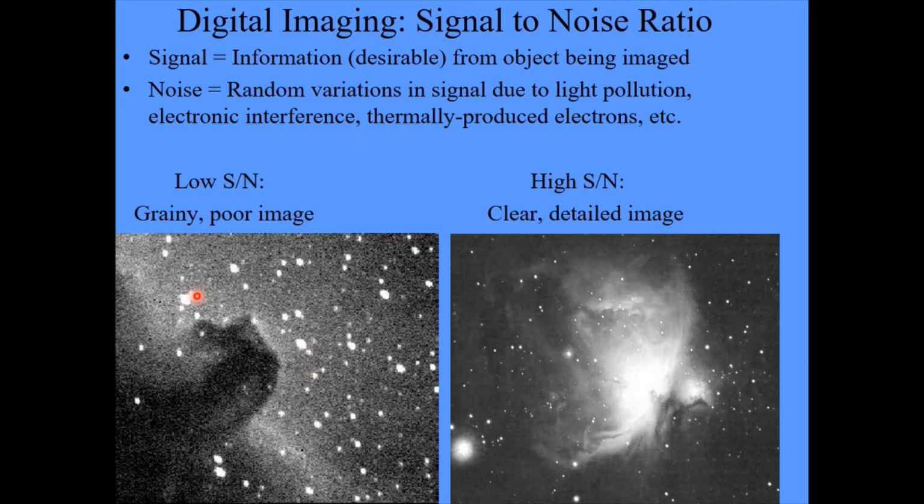So this is an early image that I took many decades ago with an early digital camera. Actually, this was one that I built myself. And this is called the Horsehead Nebula, which is a very faint object. And this picture is of poor quality because it has a low signal-to-noise ratio. In other words, the signal is weak and the noise is strong. So the result is a grainy, poor image. This is a different image of the Orion Nebula that has a high signal-to-noise ratio. The result is a clear, detailed image.